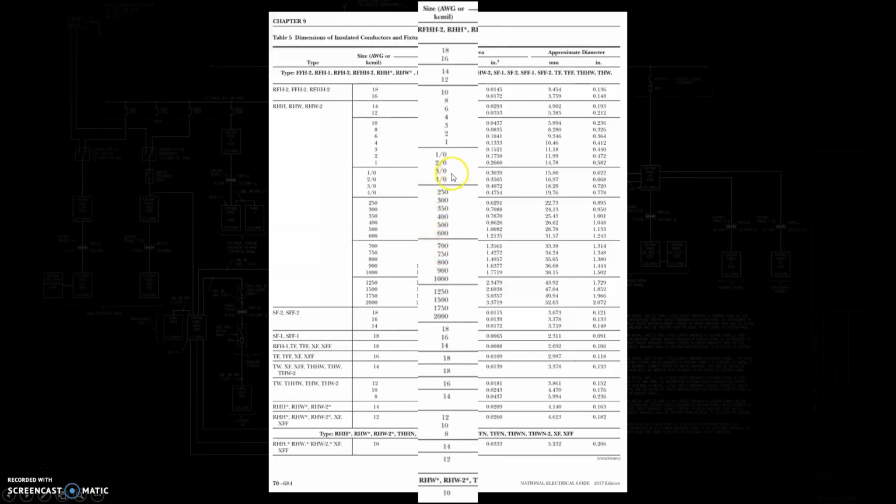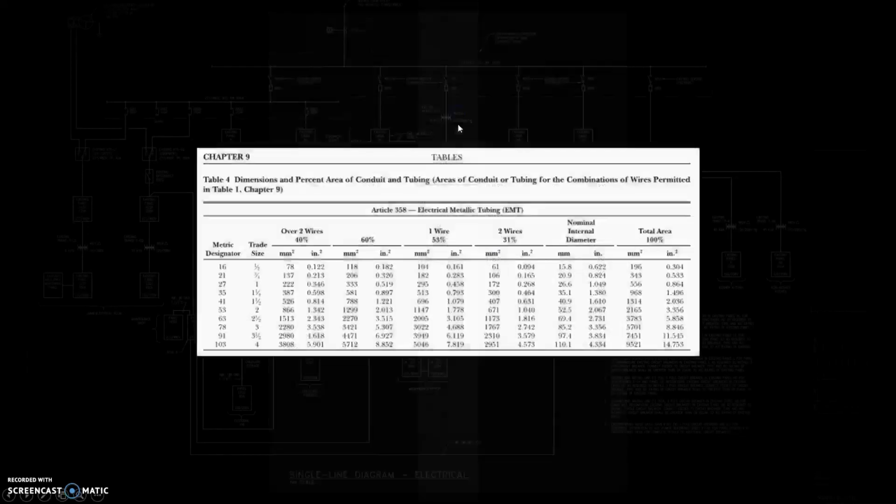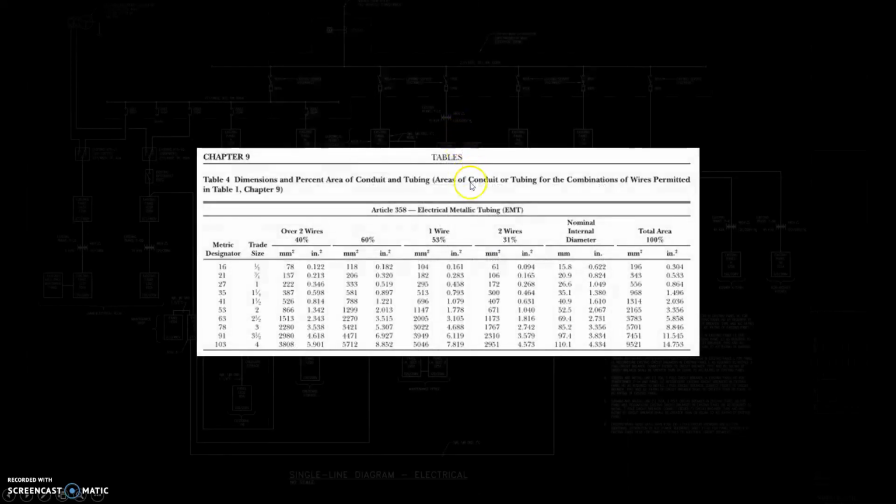And then the last column I want to highlight here is just the size column. Again, that's in AWG or KC mil. So that's going to translate a wire size of whatever you're using to an actual area in inches squared. So the next table, this is kind of a two-part deal here, is Chapter 9, Table 4. So it's actually just a couple pages before Table 5.